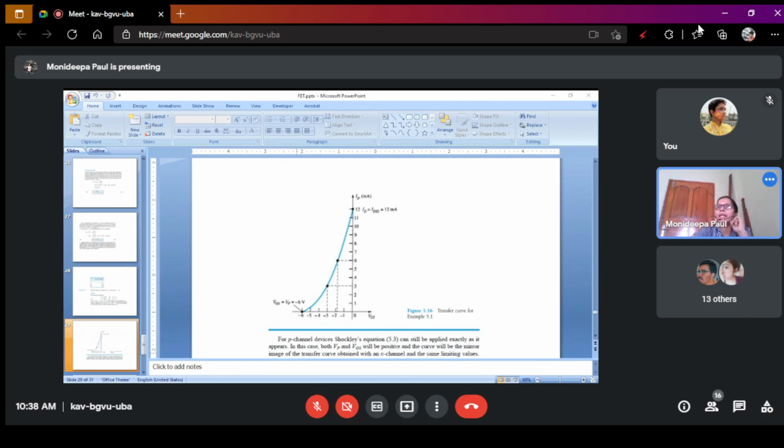Okay. Another point. Next, the shorthand method explains that if you consider ID is equal to IDSS by 2, then you get another point. That means you get the relation between VGS and VP, and if you put in the values of IDSS and VP, then you get the ID value and also the VGS value. That means you get another point. In this way, applying the shorthand method, you get the 2 points required for plotting the transfer curve. And another 2 points.